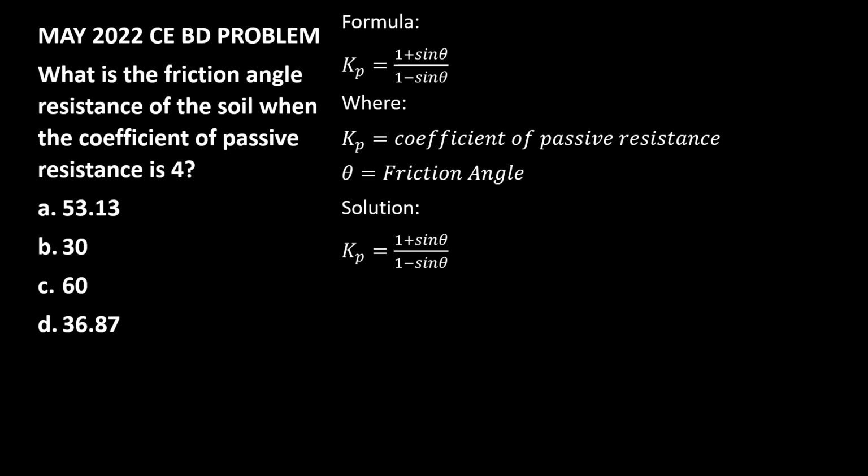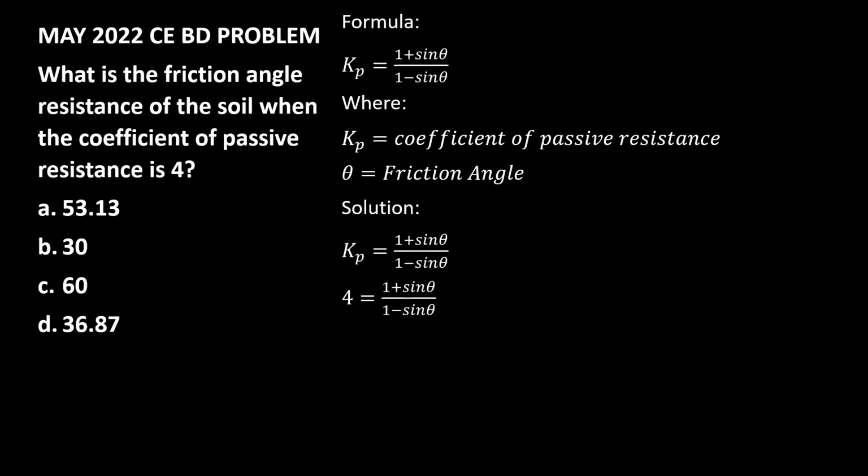Given this formula of coefficient of passive resistance, K sub P equals 1 plus sine theta over 1 minus sine theta, let us do now the direct substitution. We have a value for K sub P, and I think in the given is 4, and then we are actually looking for the friction angle. Right after the direct substitution, we have now our equation as 4 equals 1 plus sine theta over 1 minus sine theta. Let us now simplify the given equation.